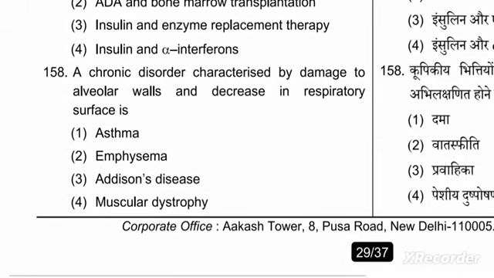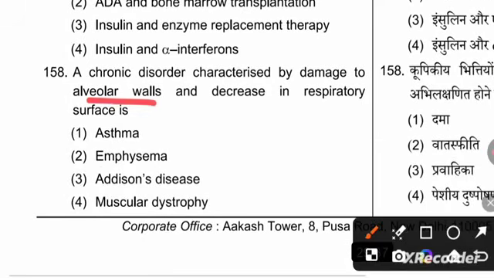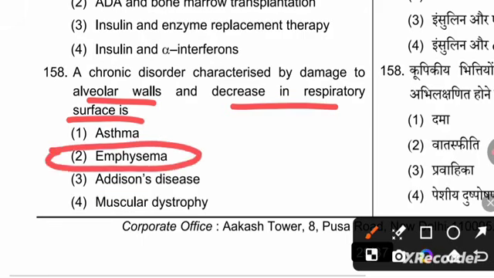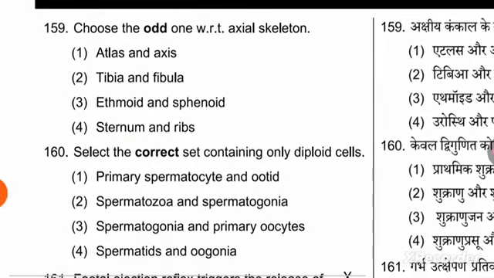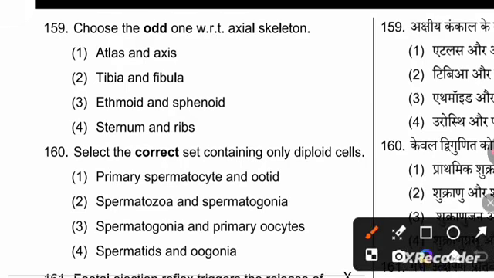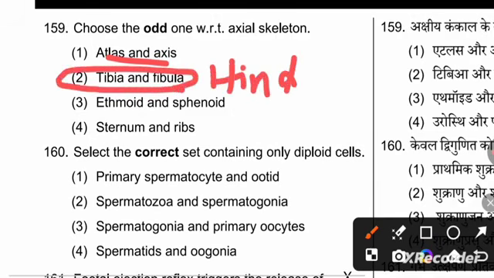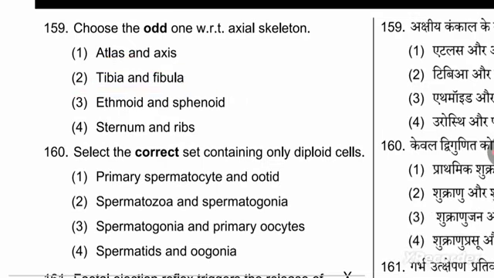A chronic disorder characterized by the damage of alveolar wall and decreased respiratory surface is the characteristic of emphysema disease. Let us move to the next question. Choose the odd one with respect to axial skeleton. Axial skeleton includes atlas and axis. Yes. Tibia, fibula are part of hind limbs, not axial skeleton. So this is the odd one with respect to the axial skeleton.